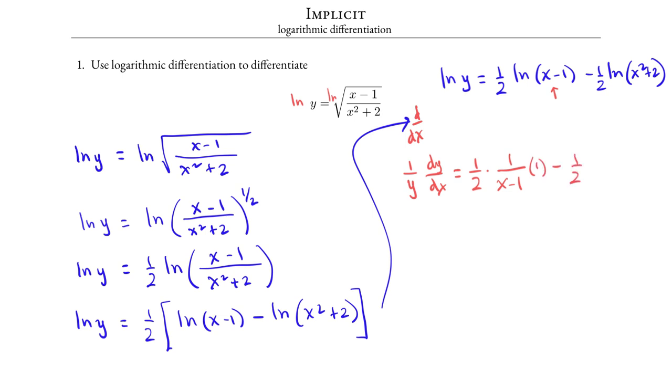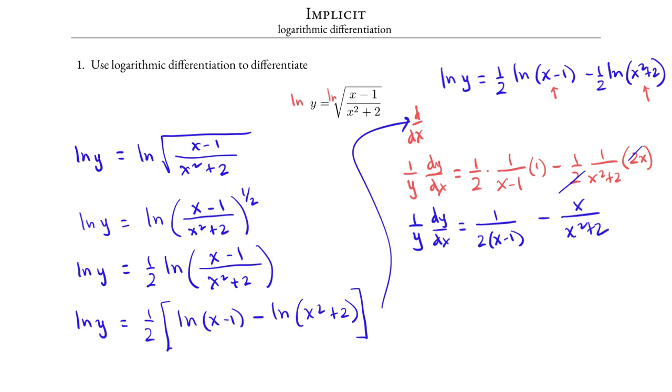Minus 1/2 is a constant multiple. The derivative of ln of (x squared plus 2) is 1 over (x squared plus 2). And again, don't forget to multiply by the derivative of the inside function. The derivative of x squared plus 2 is 2x plus 0. We clean this up a little bit. 1 over y dy/dx equals 1 over 2 times [1 over (x minus 1) minus 2 cancel. We end up with x over (x squared plus 2)].